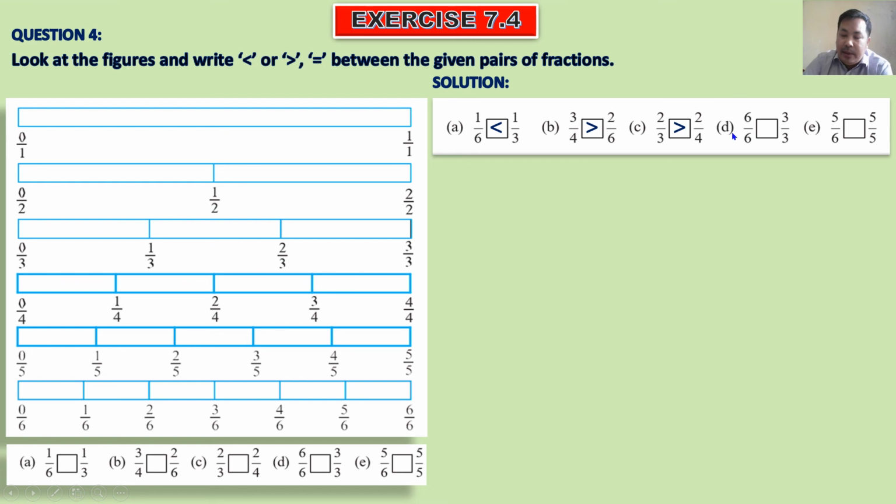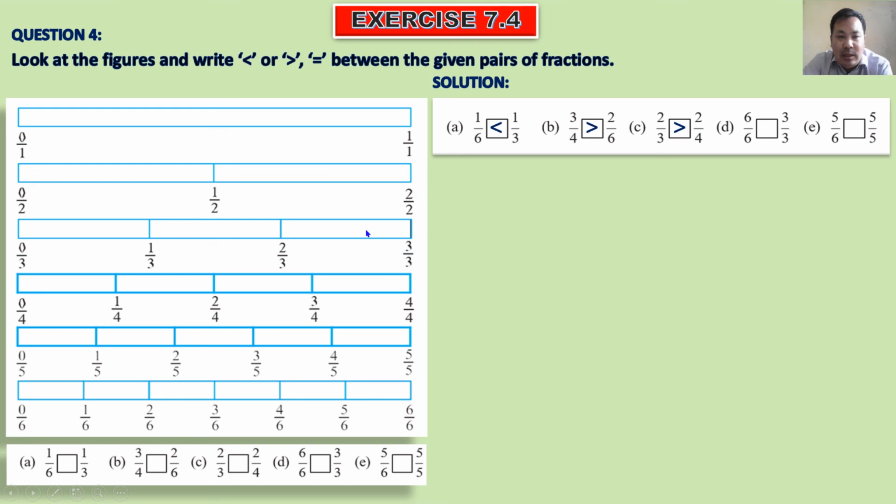Now in D, you see 6 by 6 and 3 by 3. You can see here the denominator is different, numerator is also different. But one very special case is here: denominator and numerator are the same. You come to this point here in the diagram. Where is 6 by 6? 6 by 6 is here. Where is 3 by 3? 3 by 3 is there.